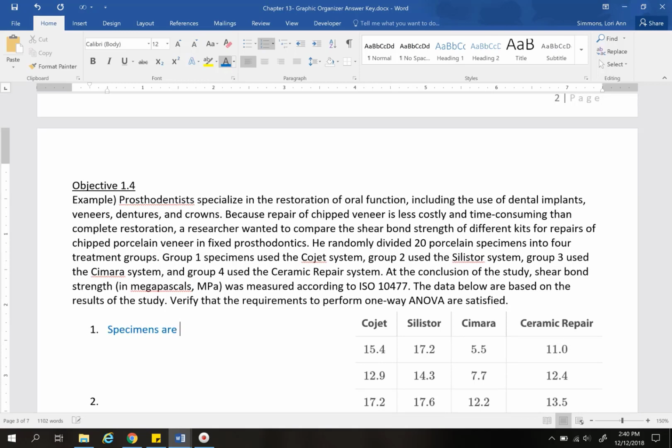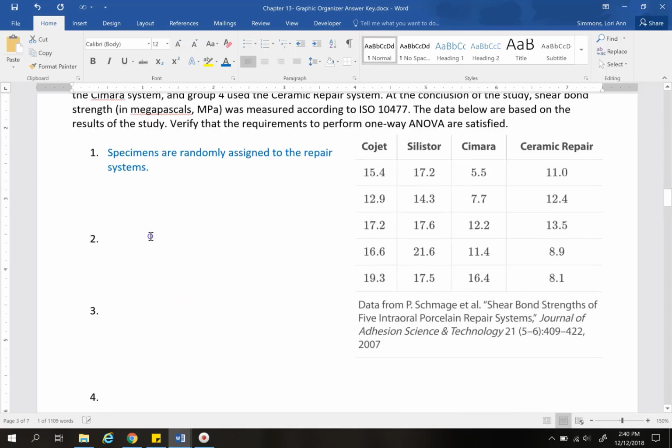Specimens are randomly assigned to the repair systems. You can see that right here. Step 2 is that the samples are independent. None of the specimens is related in any way, therefore it is independent.